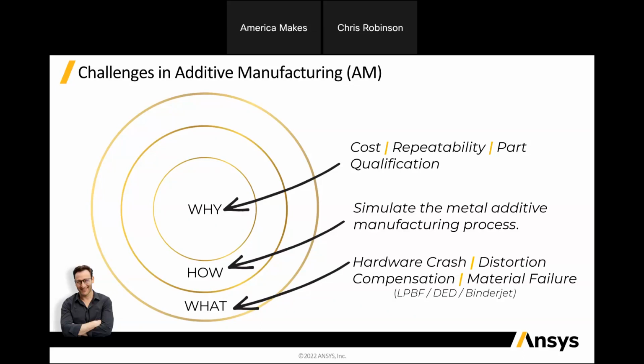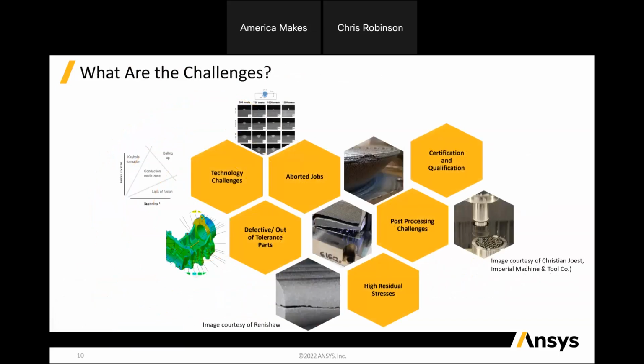Also, material failure. Whether that's in the supports, in the connection between supports and base plate, or when the part itself generates enough residual stress that it'll rip itself apart. And this happens across different manufacturing processes, some of which we focus on are laser powder bed fusion, DED, and binder jet.